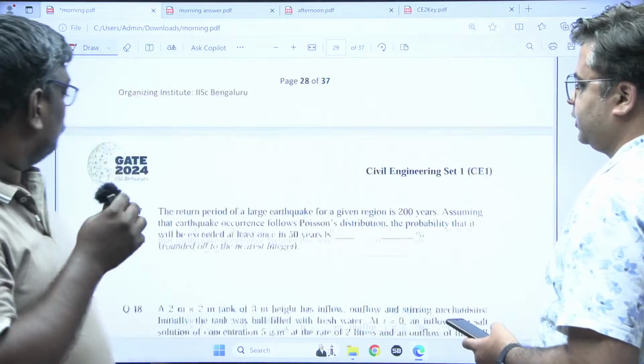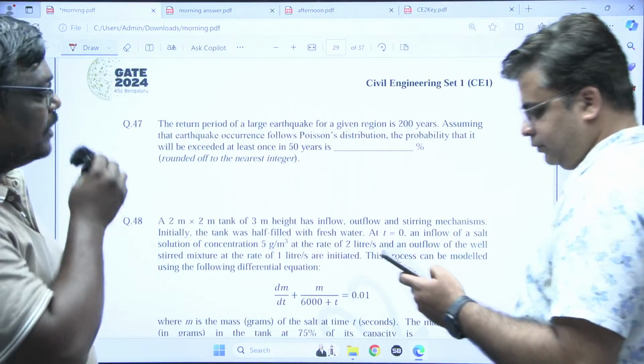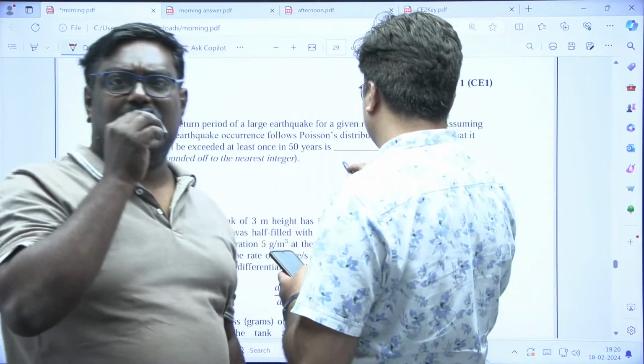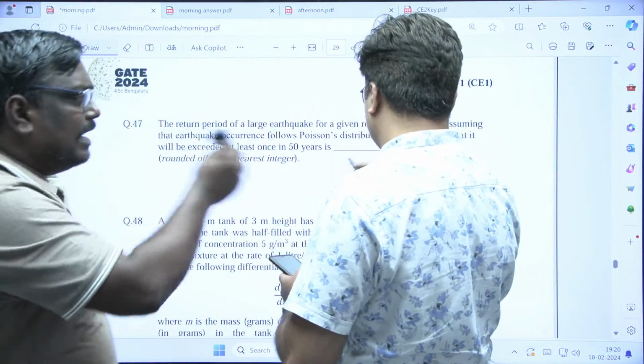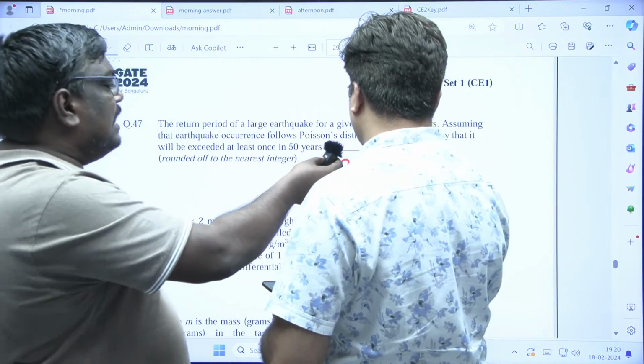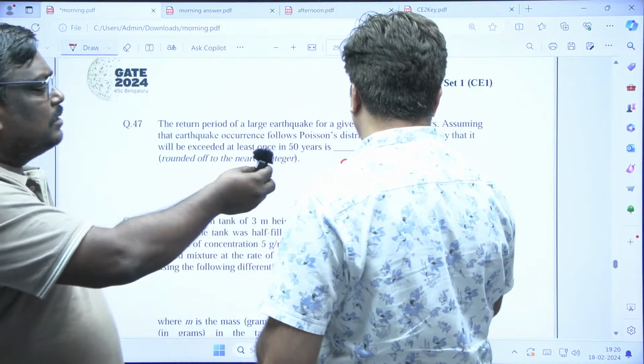Next you have this 47. The range is 21 to 23. Yesterday we had written the answer as 22. Here you can write 21 to 23, sir. The range is 21 to 23.